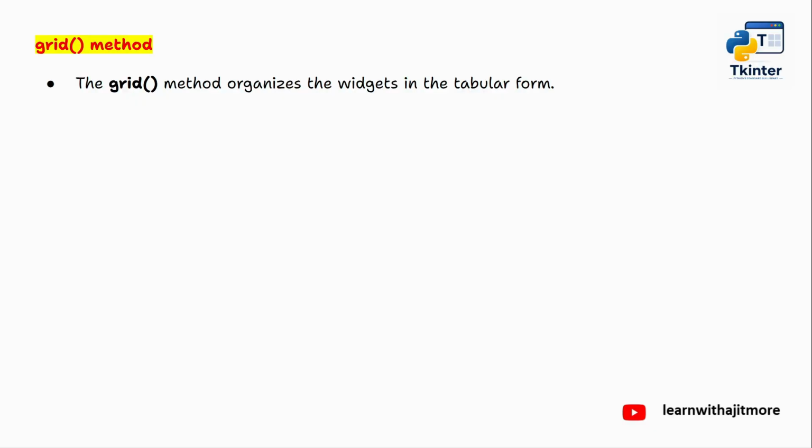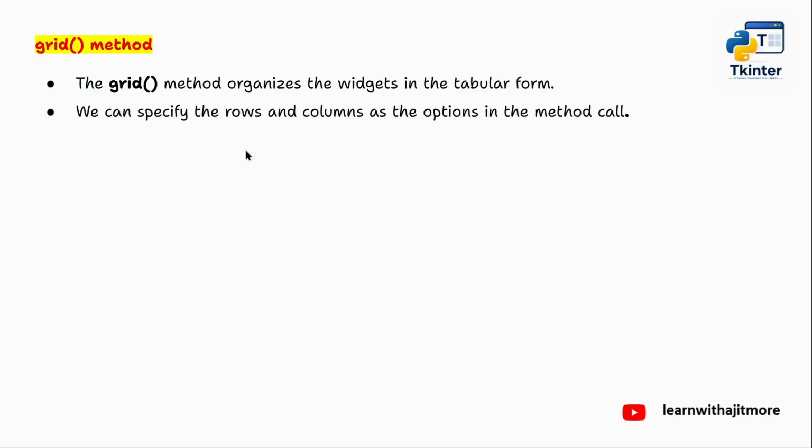So what he's doing, he is placing the customers, the viewers who have come to watch the movie, in the appropriate seat in that hall. But all the seats in that hall are in the tabular form only, no? In the rows and column form. Getting? So we are getting placed at the particular row number, column number. Same. So we can specify the rows and columns as the options in the method call. Which method call? Grid. Okay.